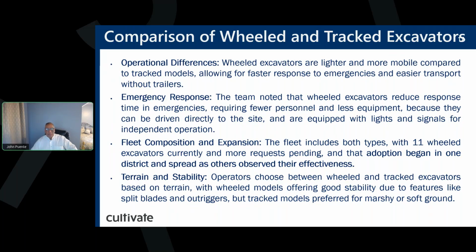And that actually all started with one district. The one district purchased it and experimented with the wheeled excavator, and the others are seeing how effective they were, and now they're wanting the same type of equipment for their crews.